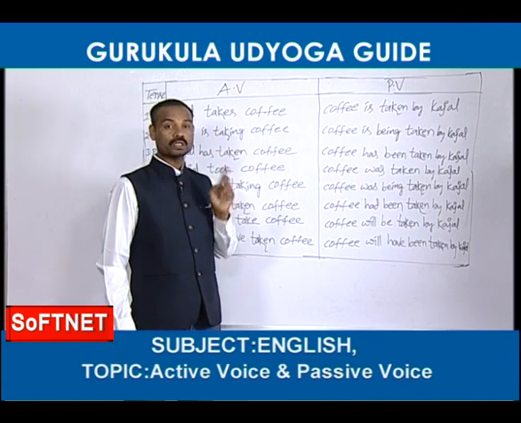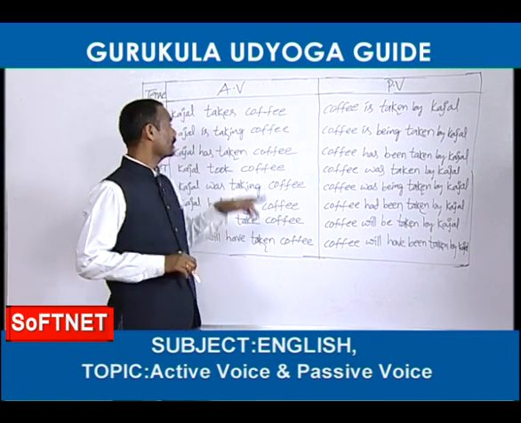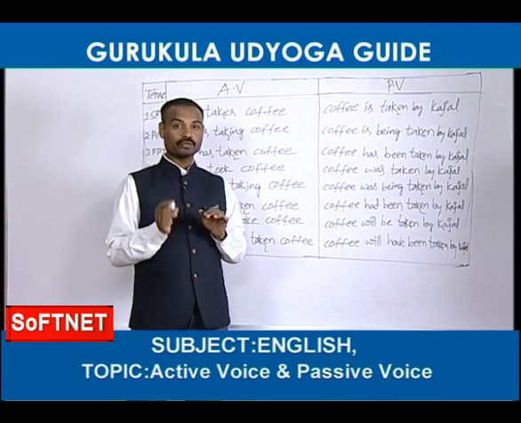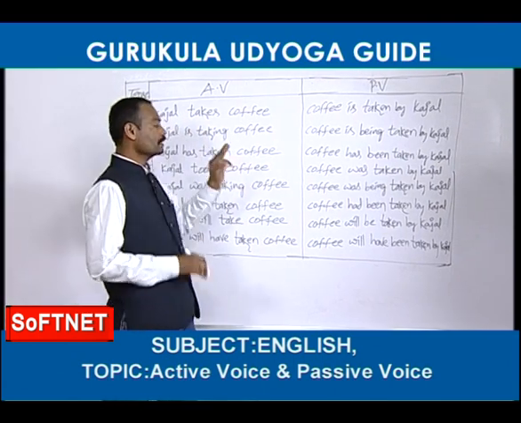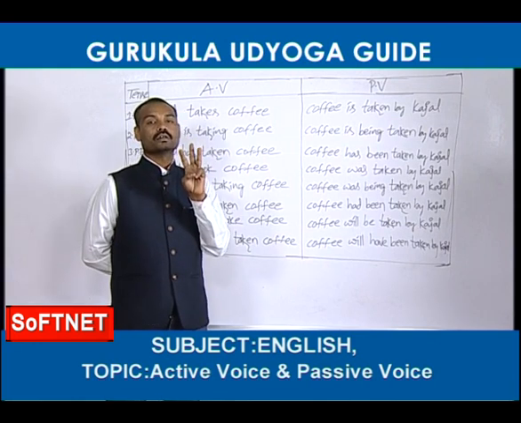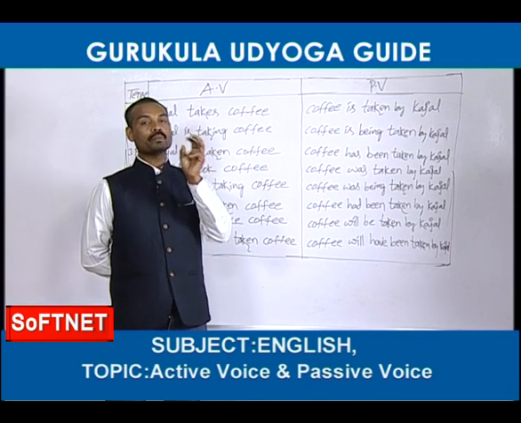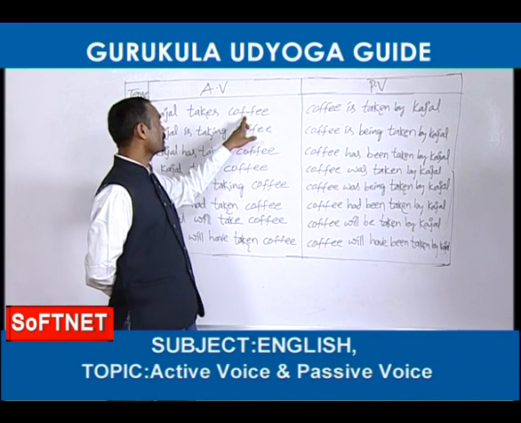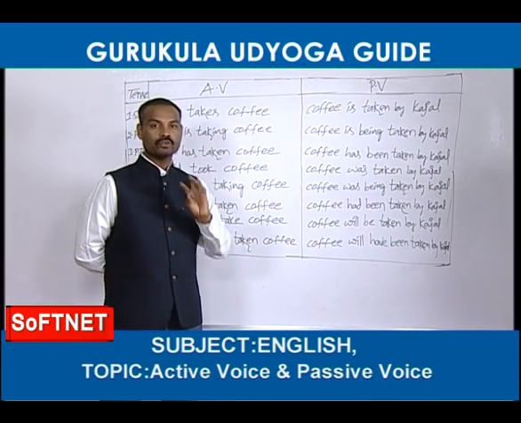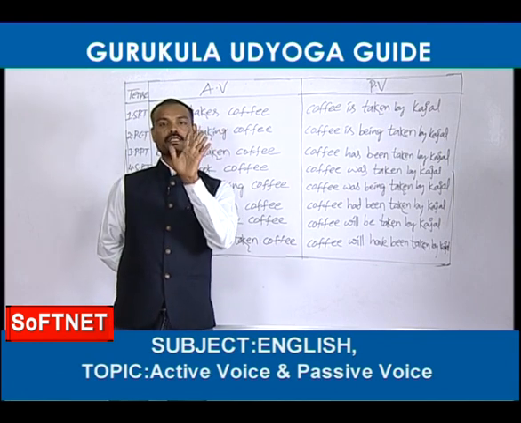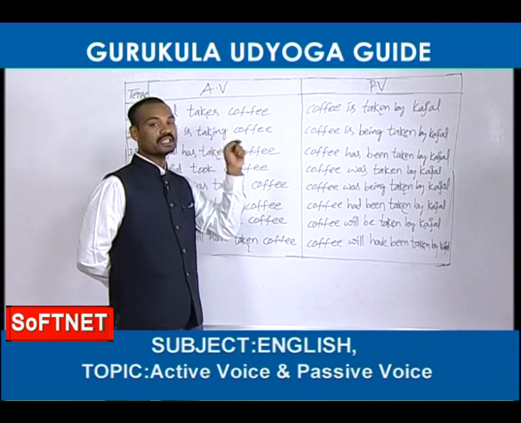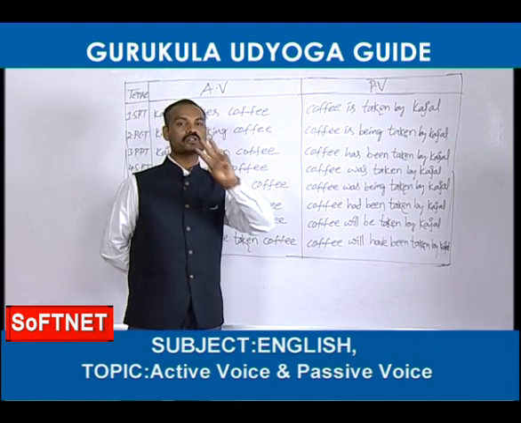So if they don't give a helping verb, you should go to the main verb and find out whether it is V1 or V2. If it is V1, you should take a helping verb from am, is, or are. If the singular object is there, is should be taken. For plural objects, are should be taken. Coffee is the singular object, so is should be taken. Coffee is.